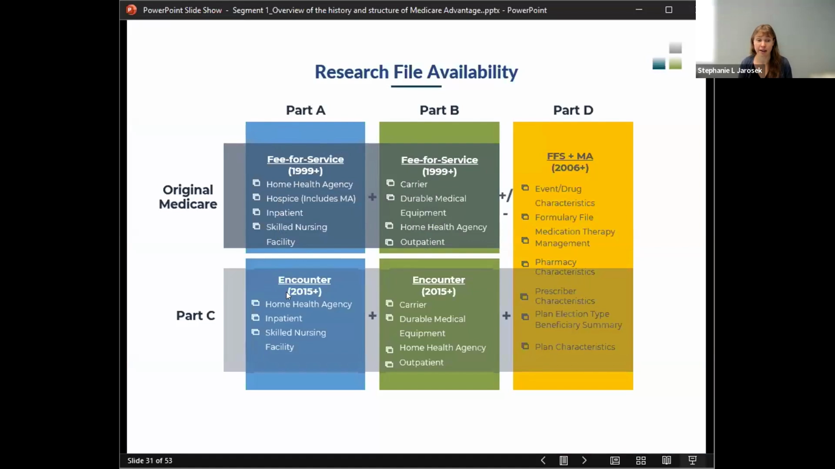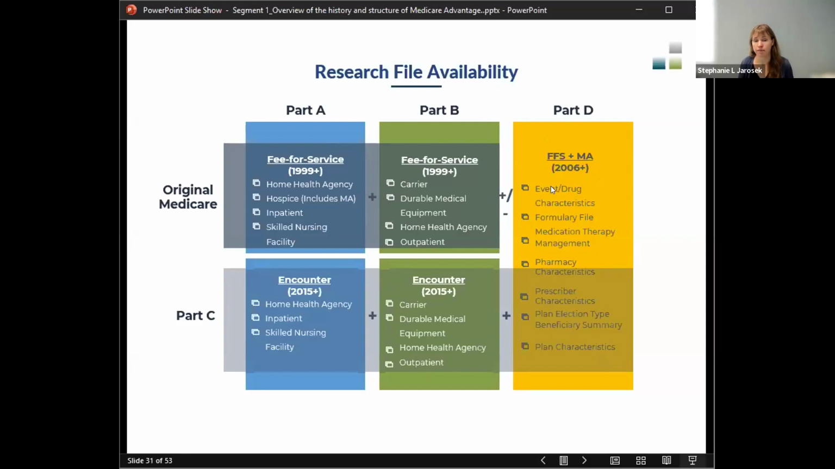For the encounter data, it's very similar in structure. You'll notice under Part A, we don't have hospice because that's just one file that includes MA. But otherwise, it's set up very similarly to the fee-for-service data. Part D, ever since it became available in 2006, contains both fee-for-service and Medicare Advantage in one file if you ask for it.